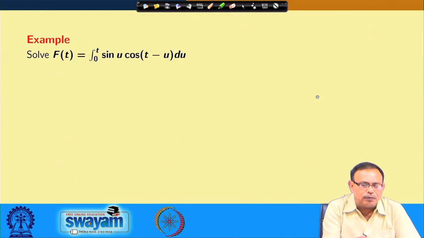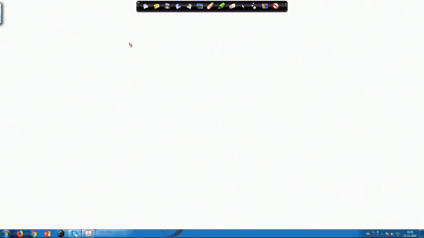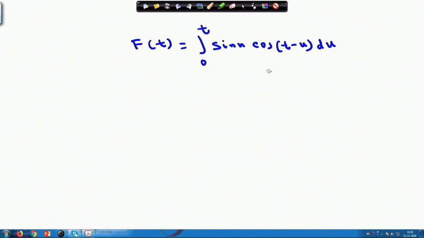First, take this form. I want to solve an equation like this: f(t) = ∫₀ᵗ sin u cos(t − u) du. I have to find out what is the value of the function f(t). Here, f(t), which I have to find out, is the integral from 0 to t of sin u into cos(t − u) du, and this is nothing but the definition of convolution.